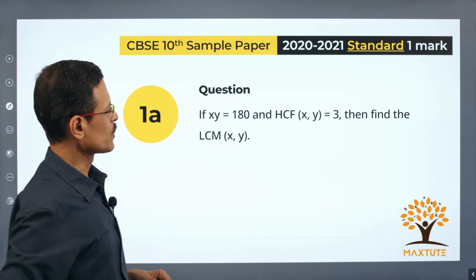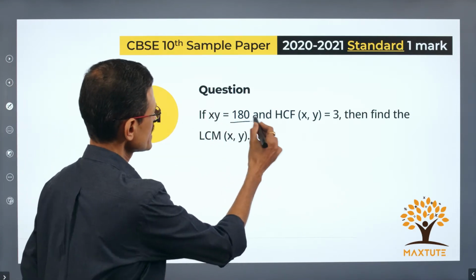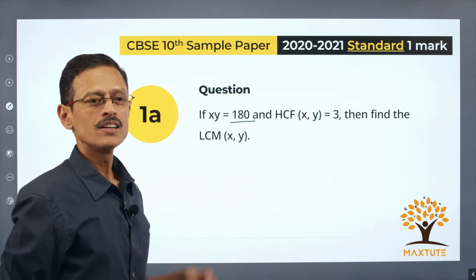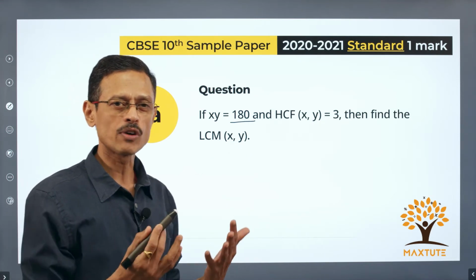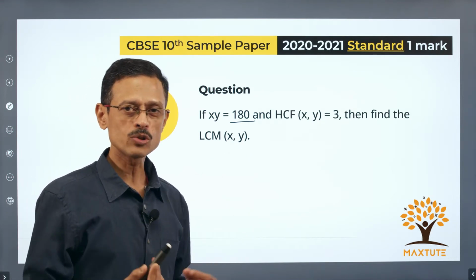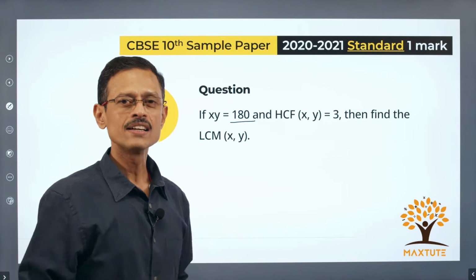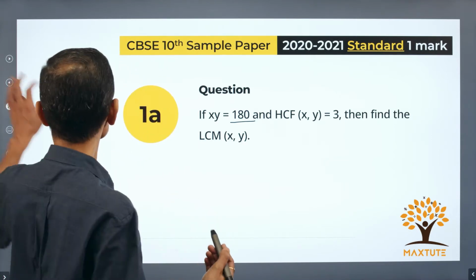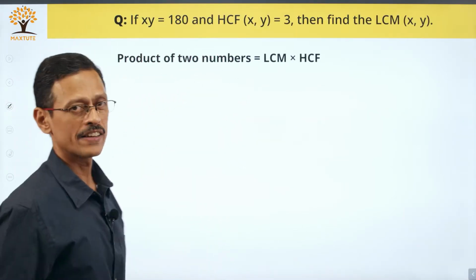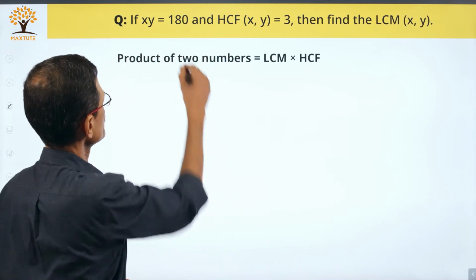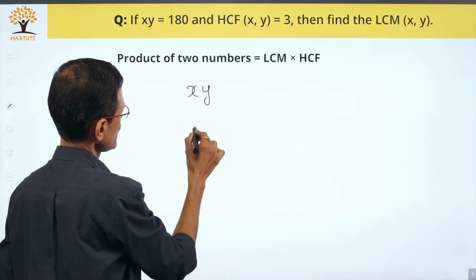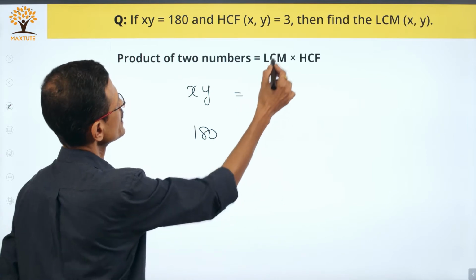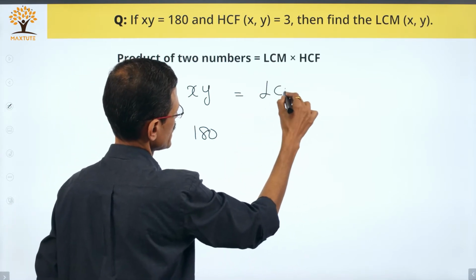If xy equals 180 and the HCF of xy equals 3, find the LCM of xy. Very straightforward. We have learned this property. The product of two numbers x and y, which is xy, will be equal to the product of the LCM of xy and the HCF of xy. We know that the product of these two numbers, xy, is equal to 180. LCM of these two numbers is what we are trying to find out.